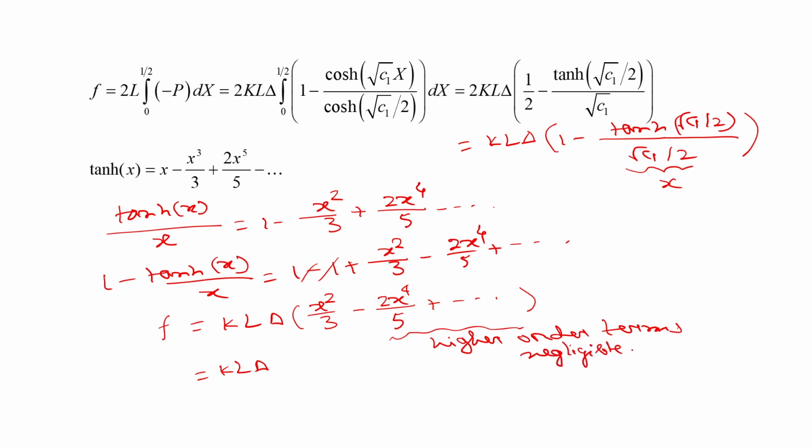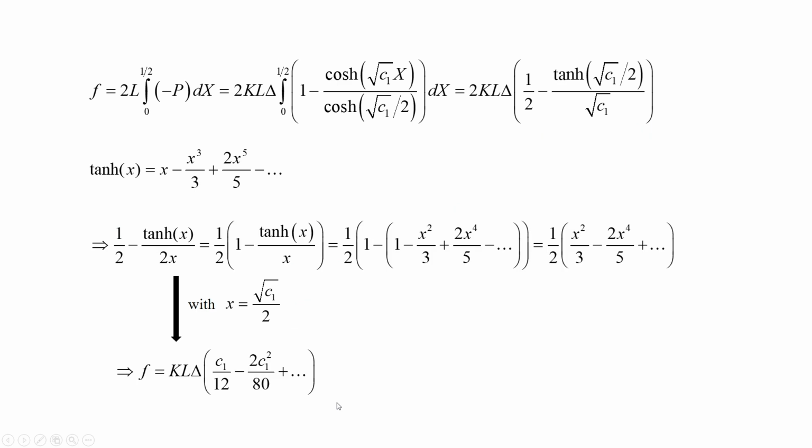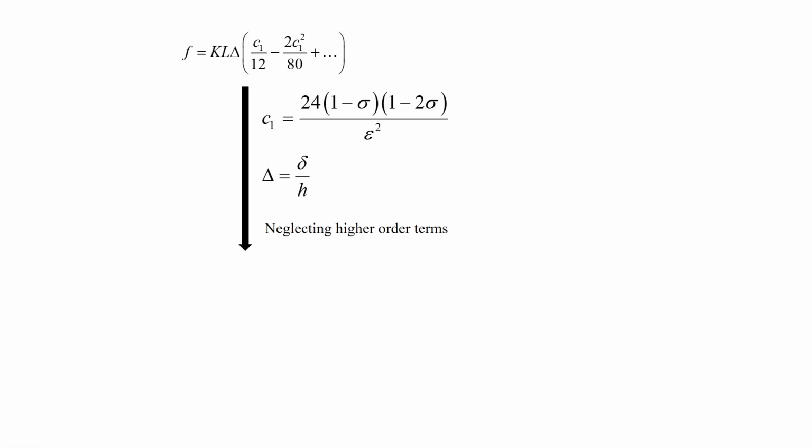So, we will neglect this term, and what we have is k l w and x square by 3, and x square is square root of C1 by 2. So, it is C1 by 4. So, we have k l w into C1 by 12. This is the answer that we have here derived.